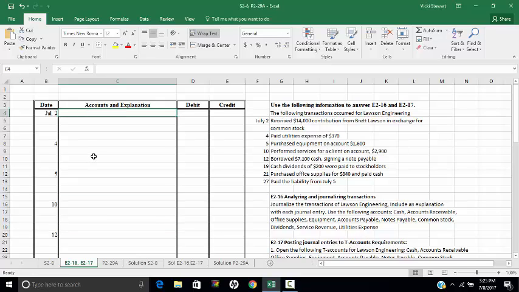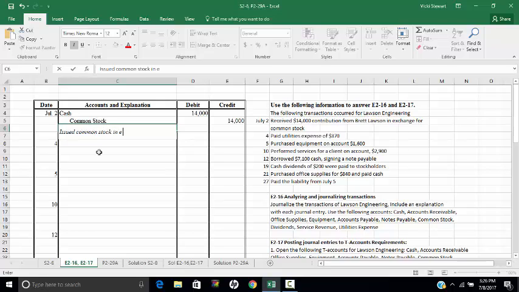So we're going to start out with the transaction that occurred on July the 2nd. The problem states that we received $14,000 in contributions from Brett Lawson in exchange for common stock. So he gave us cash of $14,000 and we gave him common stock of $14,000. And our explanation would be issued common stock in exchange for cash.